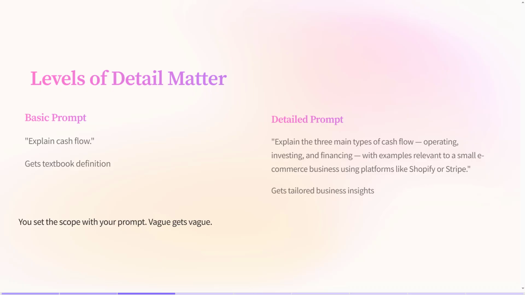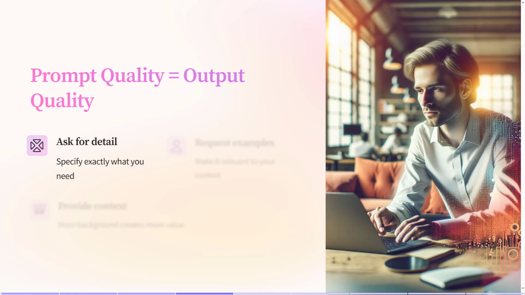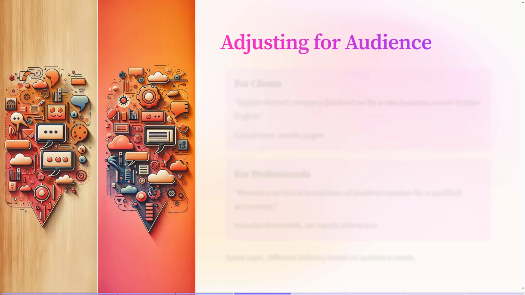So in summary, the level of detail matters. It affects the outputs that the large language model provides. So in a sense, prompt quality equals output quality. If you ask for specific details, if you request specific examples based on your context, and you provide more background context, you're going to produce a far better output, a far more appropriate response that you can then use, tailor, edit, and provide to your clients.